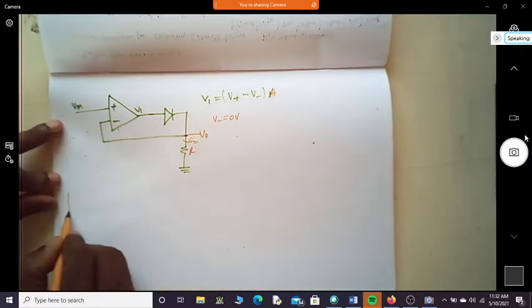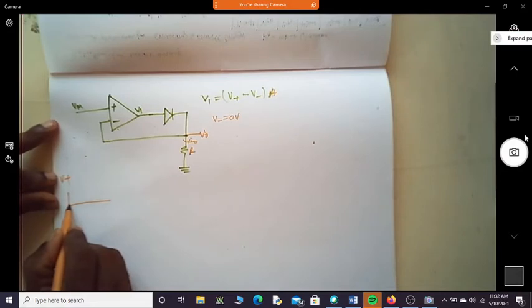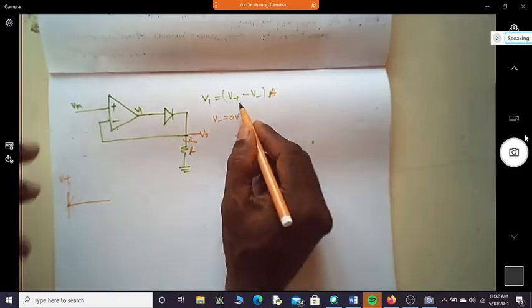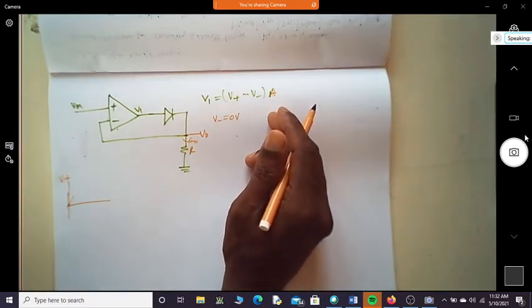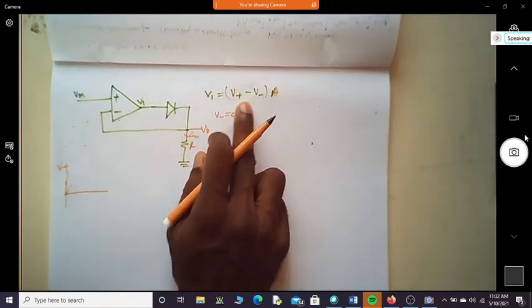Now for this input voltage V in, which is applied at V plus, assume that this is in terms of few tens of millivolts. So in such case, V plus is more than V minus because V minus is 0. V plus is in terms of tens of millivolts. What is V1 then? Assume that A is equal to 10 power 3 or 10 power 5.